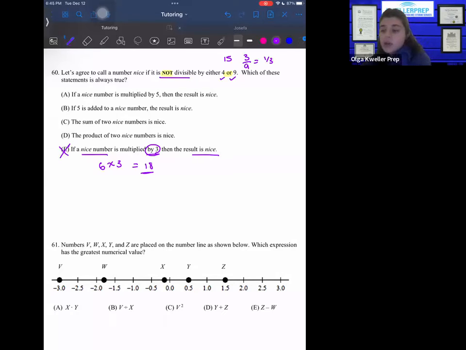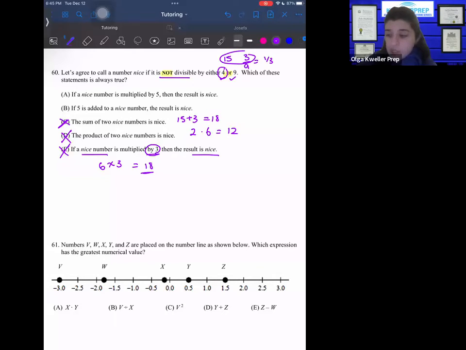Next, the product of two nice numbers is always nice. Let's see if we can disprove that. We can say 2, which is nice, and 6 is nice, and we get 12, which is not nice because it's divisible by 4. So D does not work. Then, the sum of two nice numbers is always nice. We can think about these two numbers that I wrote up here, 15 and 3. If we take 15 and 3, that's 18, but 18 is not nice because it's divisible by 9.